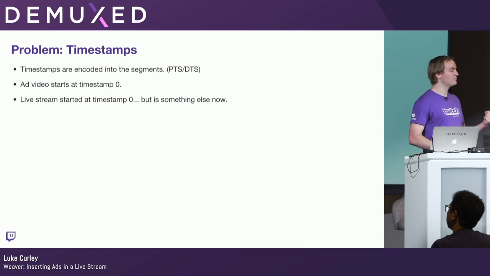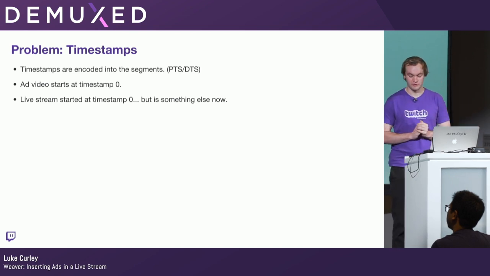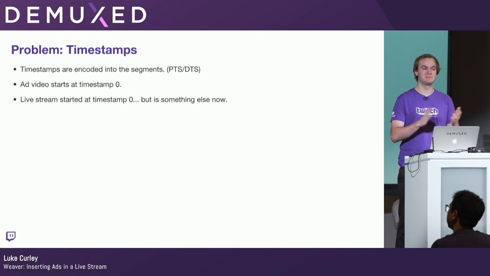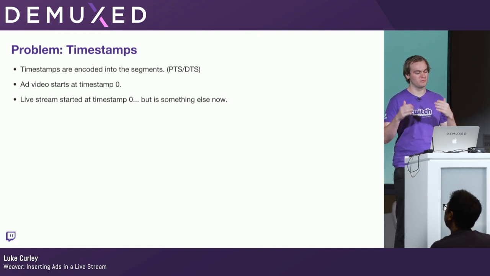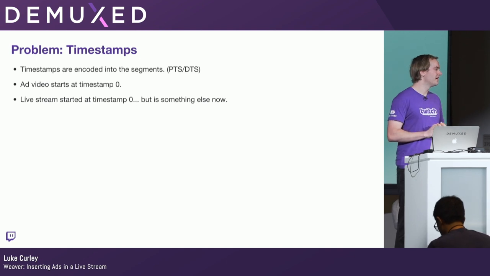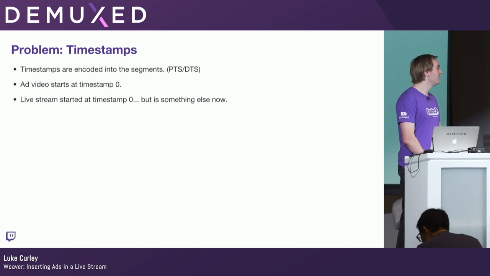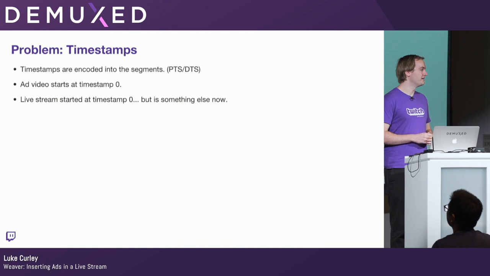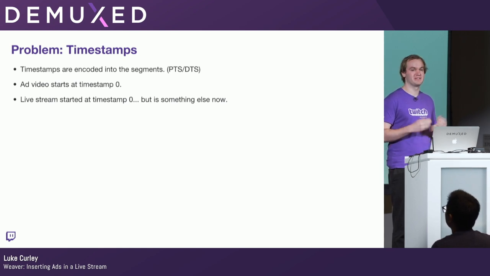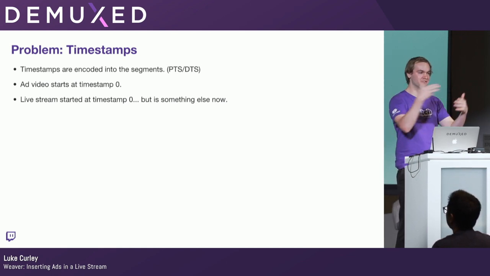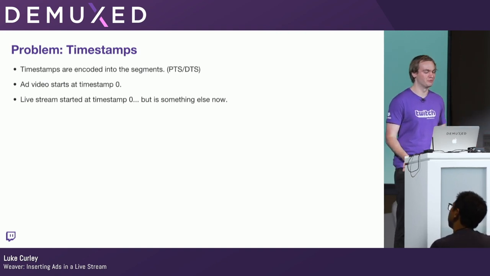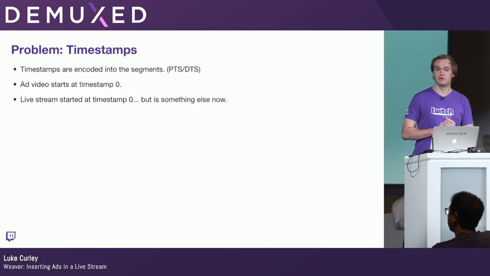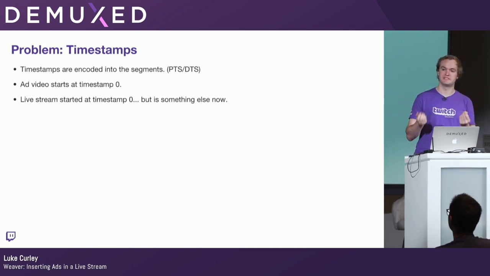So the first problem is timestamps. When you have a live stream, it starts at timestamp 0, runs and runs and runs, and then somebody joins your stream 2 hours later, the timestamps are going to be pretty huge. Ads, by default, are transcoded and start at timestamp 0. So if you were to just insert the frames in the middle there, the decoder would have no idea what's going on. It would just get really old PTS timestamps. So you could, for example, transmux on the edge and rewrite these timestamps.